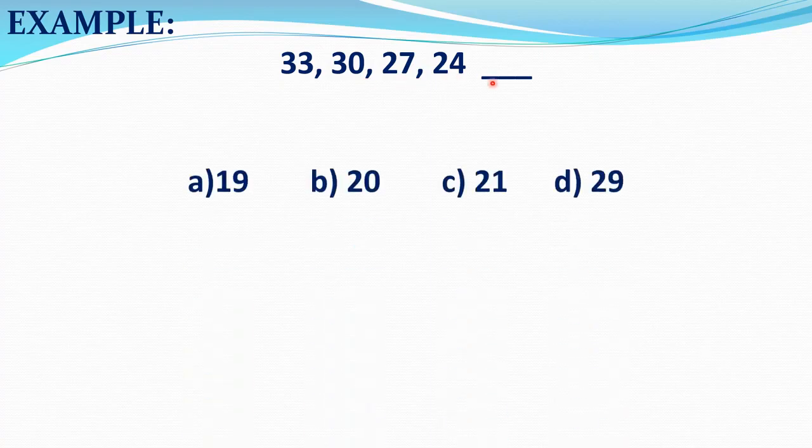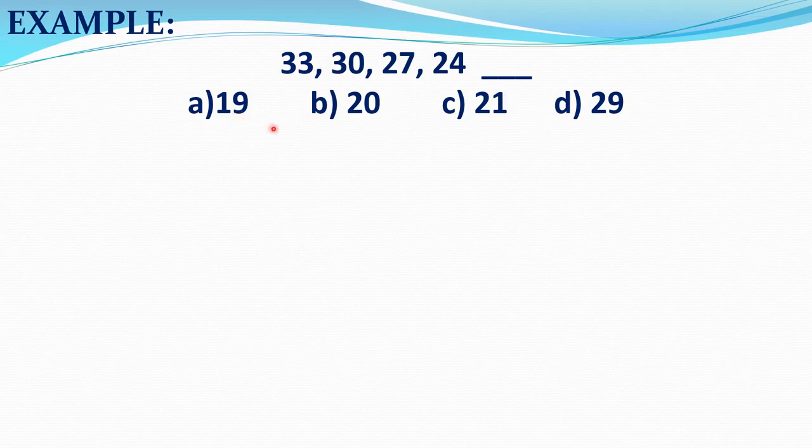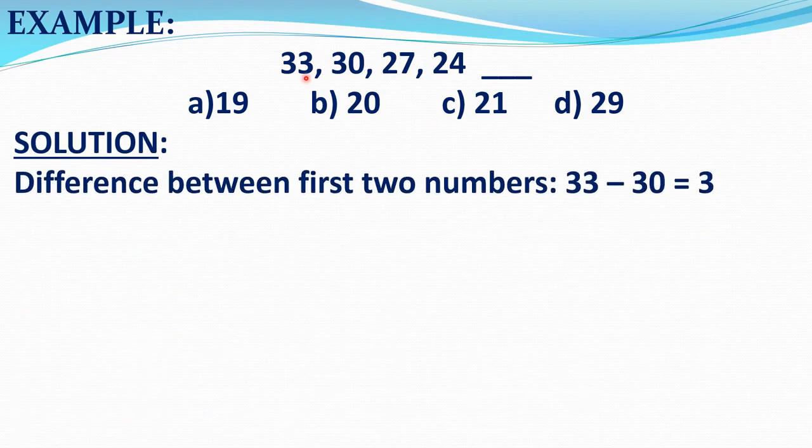Here in this example it is given 33, 30, 27, 24 and then dash. Options are A 19, B 20, C 21 and D 29. So here beta you can see the numbers are in decreasing order. यहाँ पे numbers जो हैं वो कम हो रहे हैं. So again first of all we have to find out the difference of first two numbers. Here 33 is the greater number and 30 is the smaller number. So 33 minus 30 is equal to 3.